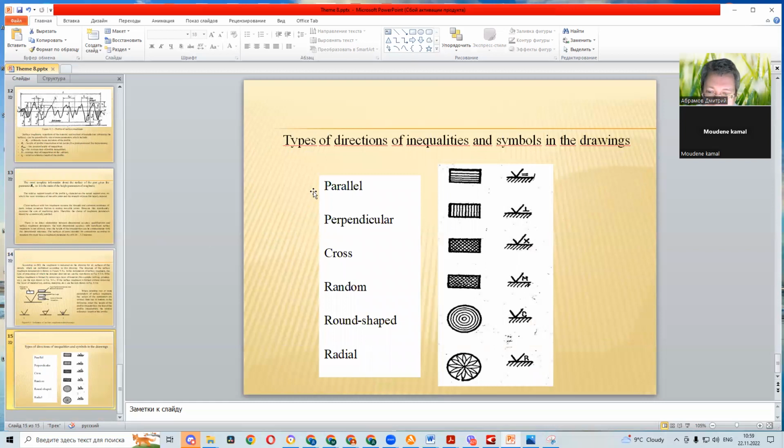And in this slide, you can see types of directions of irregularities and symbols in the drawings. Parallel, perpendicular, cross, random, round-shaped, and radial. We use these symbols.